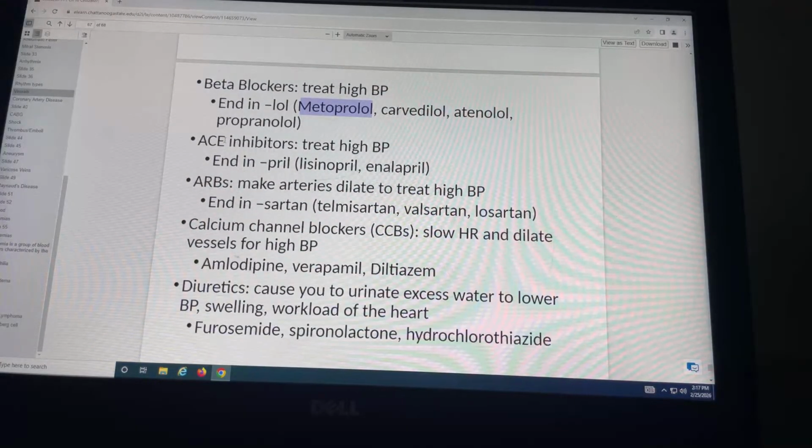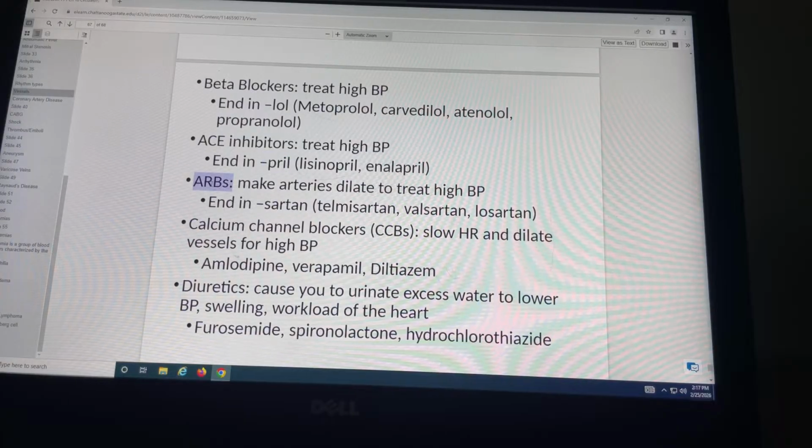Because if you're looking at a patient's chart and you're trying to code their diagnoses, and you see that they're taking metoprolol but they don't have any heart conditions on their list, that should make you think there might be something missing. Does that make sense? ACE inhibitors also treat blood pressure. These end in pril. So lisinopril, enalapril are two examples.